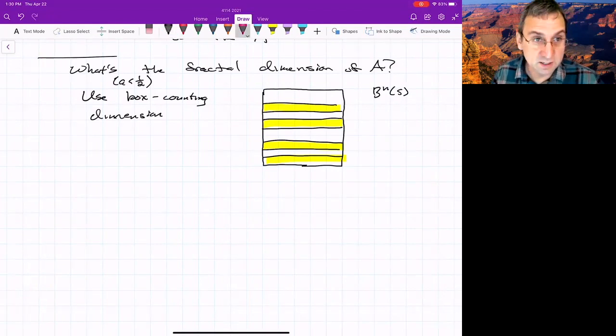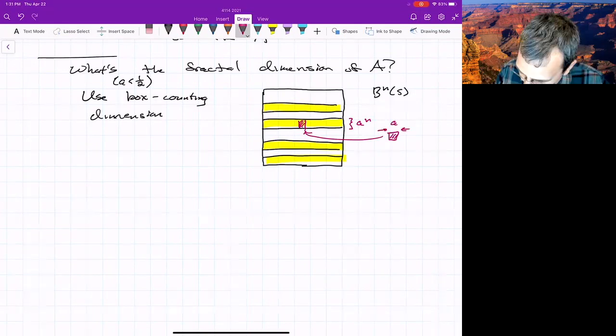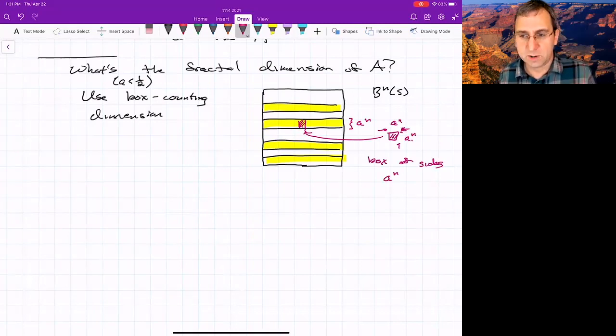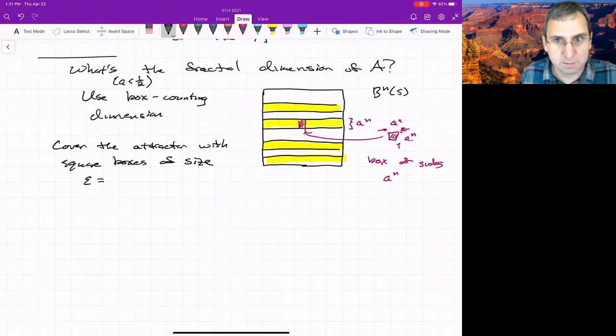And there are boxes, right? Each of these strips has a width of a^n. But if we think of boxes, here's a box. It's a^n on both sides, a^n that way, and a^n that way. Now, if we were to cover the attractor with square boxes of size a^n, how many do we need? We'll use the terminology of epsilon.